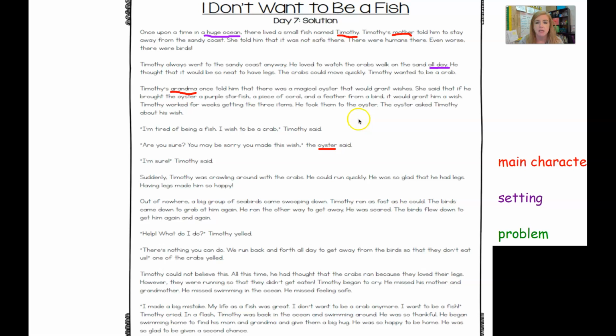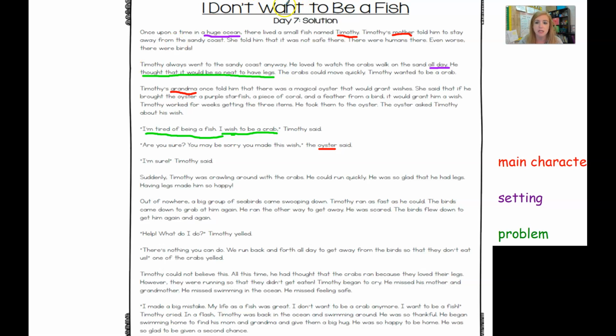Now, the problem is, what challenge is the character facing? What issue is he trying to overcome or address? Usually your problems happen in the middle of the story, but his problem is that he was tired of being a fish and he wanted to be a crab. It says he thought that it would be so neat to have legs. So his problem is he's tired of being a fish and he wants to be a crab so that he can run really fast. That's what he wants to address.